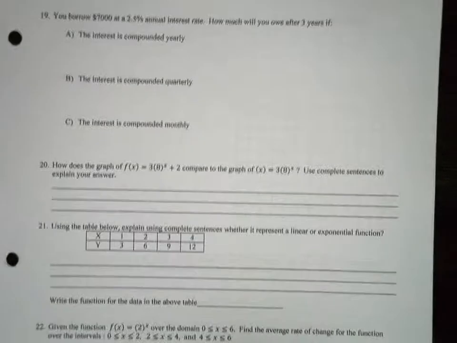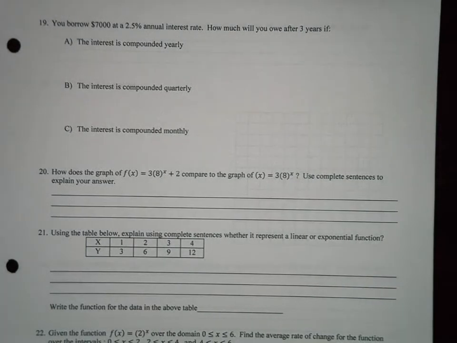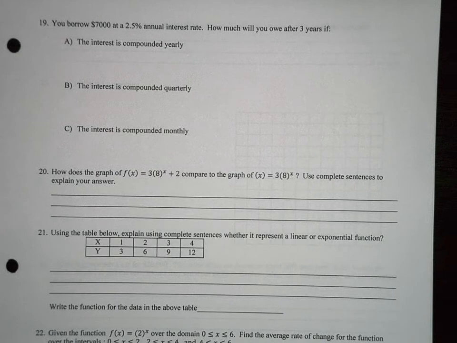So let's go ahead and look at the next one. So what they're saying here is you borrow $7,000 at 2.5% annual interest. How much will you owe after 3 years if it's compounded yearly, compounded quarterly, compounded monthly? So they'll give you the formula when you do this. You just have to be able to plug it in. And so the formula works like this.